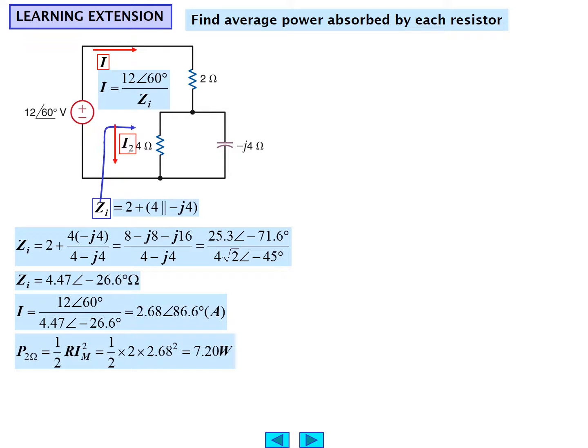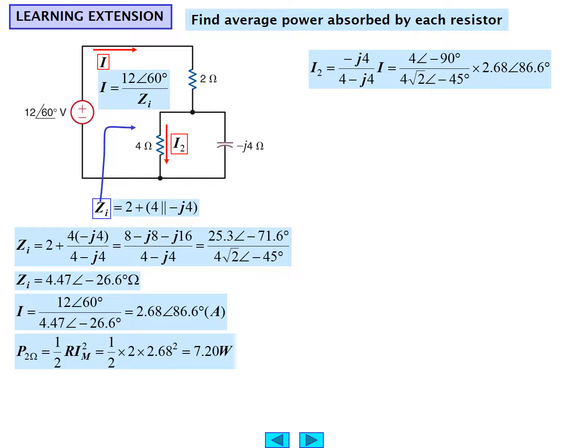particular problem. We then, though, have to calculate I2, because the current I splits into two parts, and the component that passes through the 4 ohm resistor is the desired component in order to calculate the average power. So we need to find I2. Well, we can find I2 using current division. We know what I is, the input current. And the current division is always calculated as the opposite impedance for two elements divided by the sum of the impedances. I2 then is minus J4 over 4 minus J4 times the input current I.